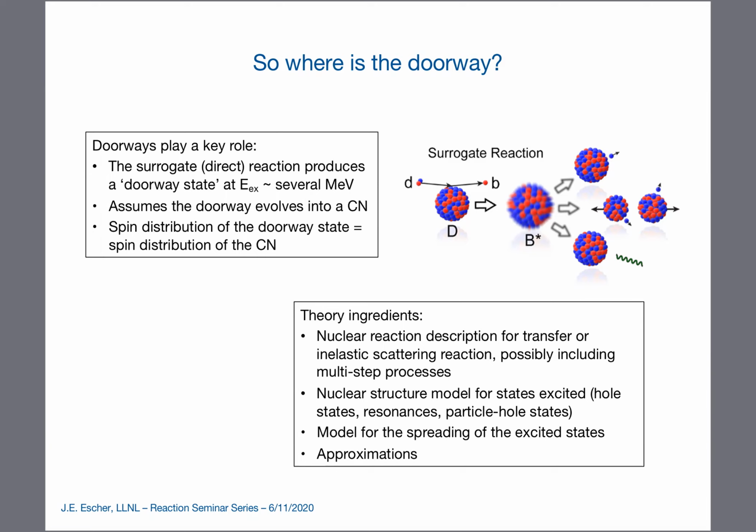It's, in my opinion, a really interesting problem from the theory side, because we need reaction descriptions for both transfer and inelastic scattering processes. We need multi-step reactions. We need nuclear structure models for the states. And what kind of nuclear structure model we need depends on whether we do a pickup or a stripping or inelastic scattering reaction. So there's quite a variety of interesting problems here. We need to understand the spreading of the excited states, and I talked a little bit about the dispersive optical model, but there's a lot more work that could be done in this area.